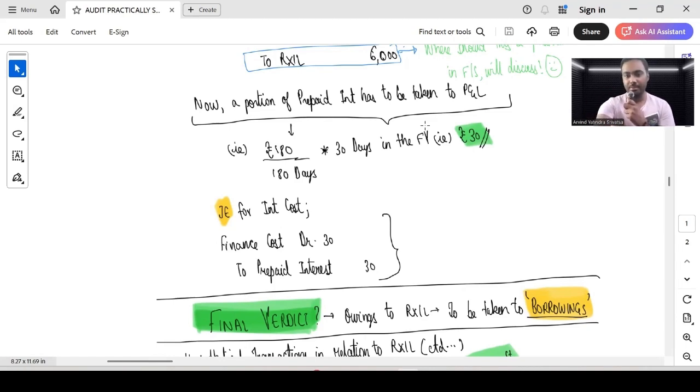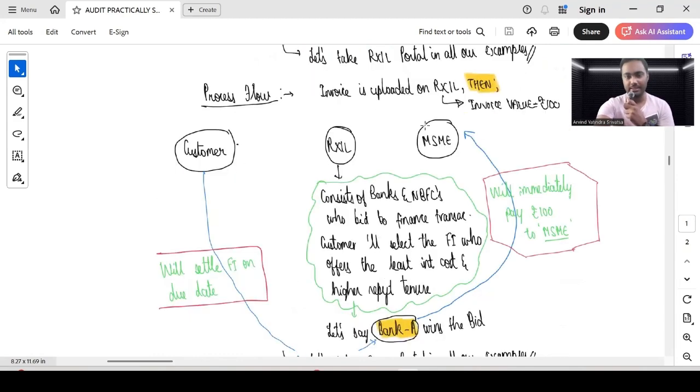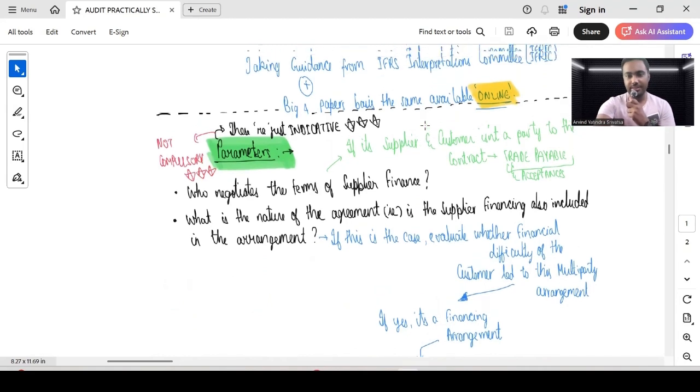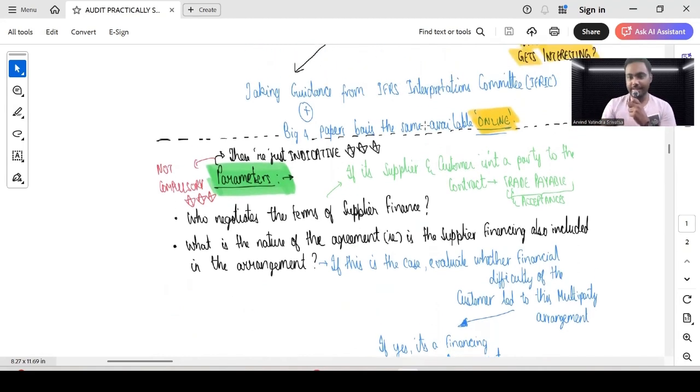Guys, first, a very simple perspective. Let's go above to our conditions. If you see who negotiates the terms of the finance, both the customer entity and the MSME entity are aware of the RXIL concept, and all three of them are willingly entering into the transaction: the banker on the RXIL platform, the customer, and the MSME supplier. I hope that is clear.